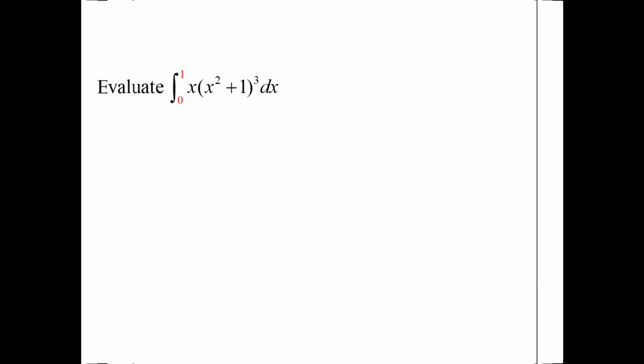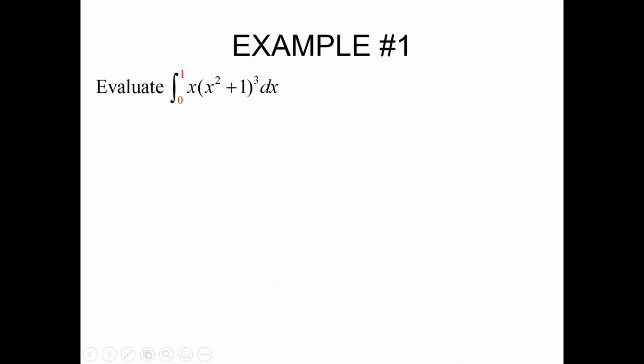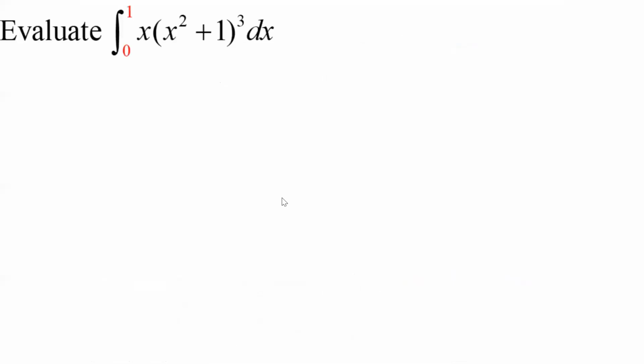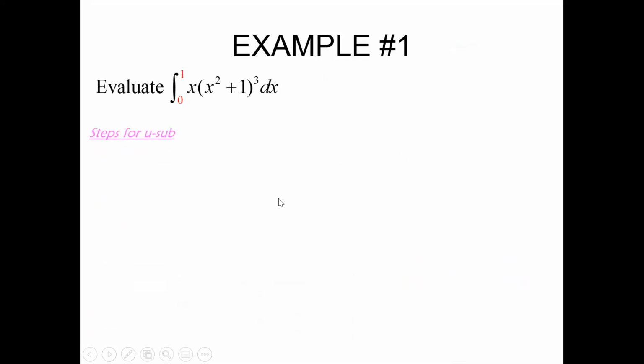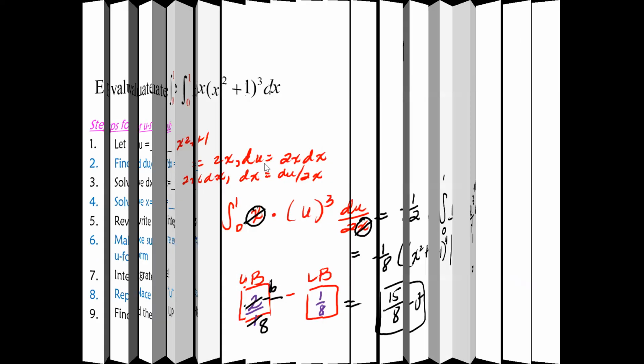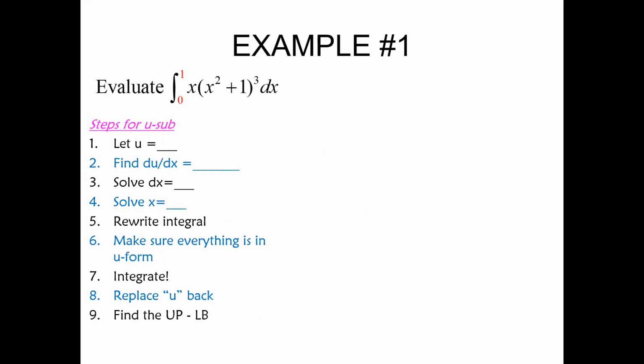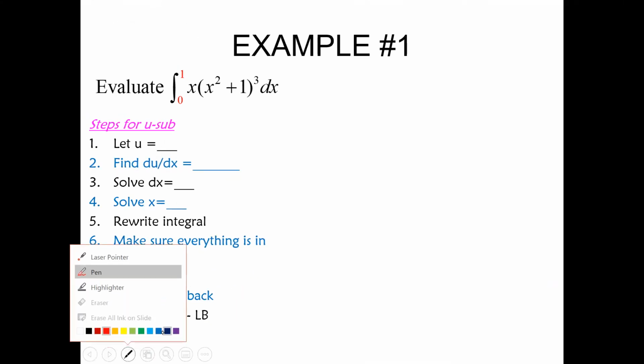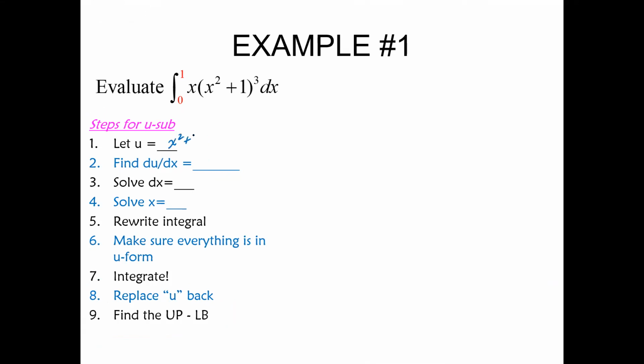Okay, so let's go ahead and take a look at the first question here. For example 1, notice that it is a definite integral. You have the integral between 0 to 1, and you want to use this as a U substitution. So here are some of the steps. I'm going to say let U, and you want U to be always whatever is inside the parenthesis. So in this case, x squared plus 1.